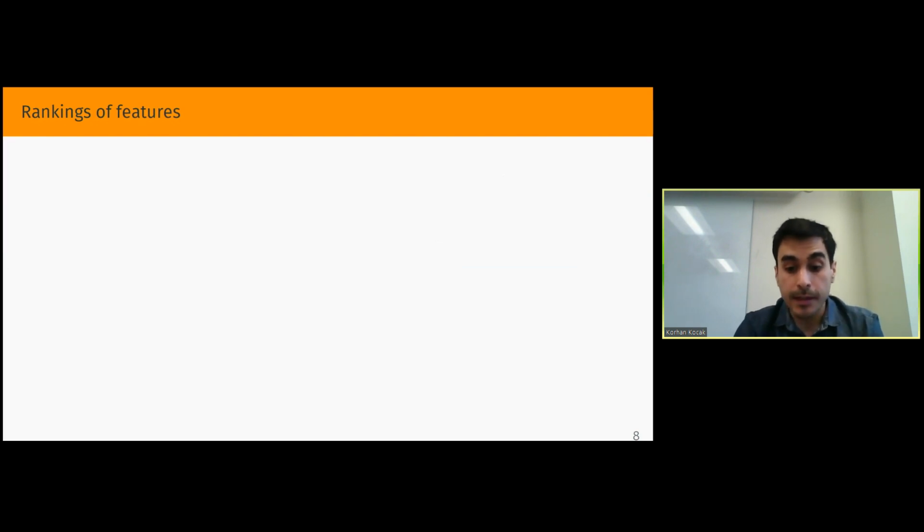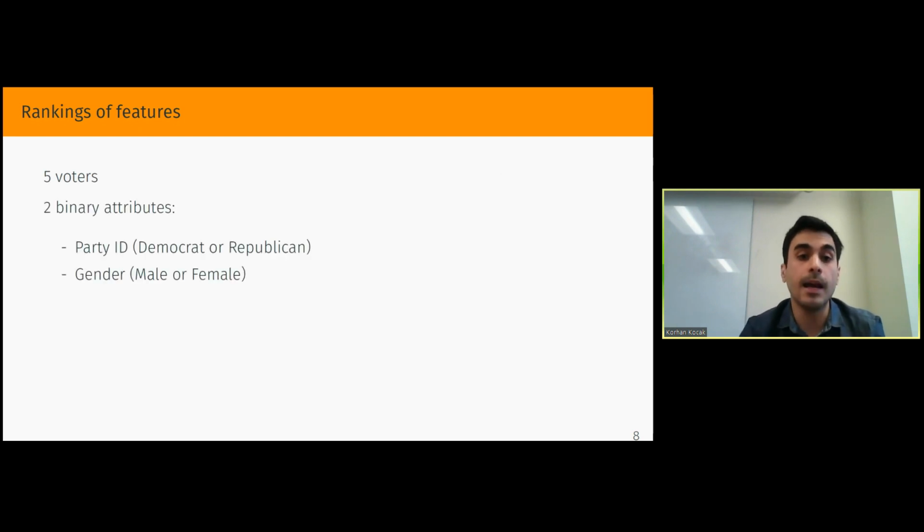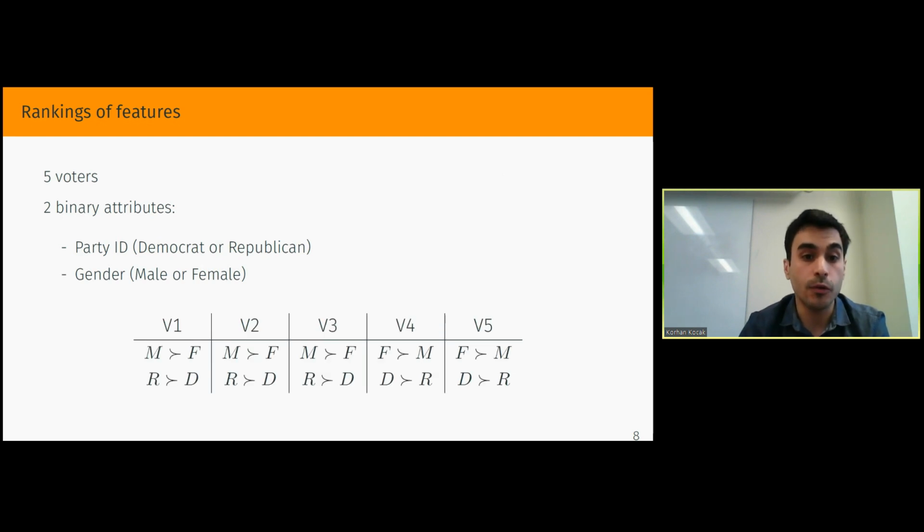What I'm going to do with this example is reverse engineer the process that a researcher who runs a conjoint experiment goes through. And to do that, I'm going to start with the quantities of interest, that is, the rankings of features. I'm going to assume there are 5 voters and 2 binary attributes in our conjoint experiment. It's the party ID, that's Democrat or Republican, and gender, male or female. And I'm going to assume that my 5 voters have the following preferences. Voters 1, 2, and 3 prefer males to females, and they prefer Republicans to Democrats, whereas voters 4 and 5 prefer females to males and Democrats to Republicans.